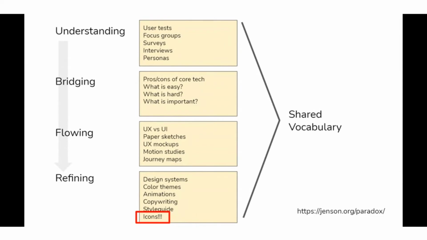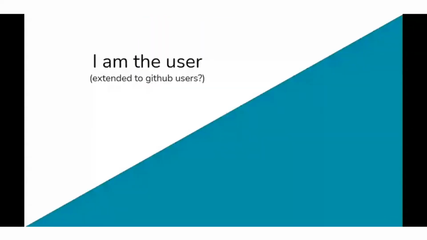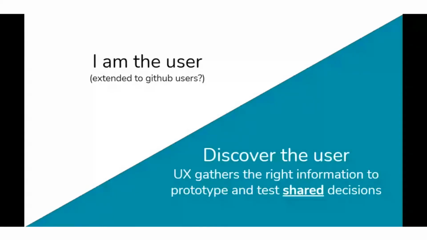So in summary, what I want to say is that open source has had this history of saying, I am the user, and maybe it grows to say maybe the GitHub users are the users. And the whole purpose of UX is to discover the user, gather the right information to prototype and test shared decisions. So I'm going to keep moving along quickly because I'm afraid I'm running out of time.